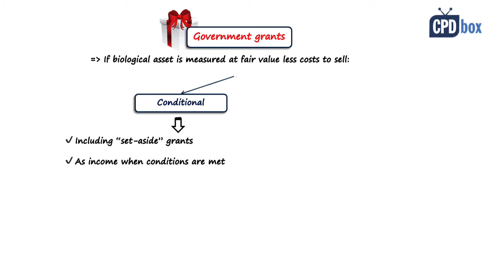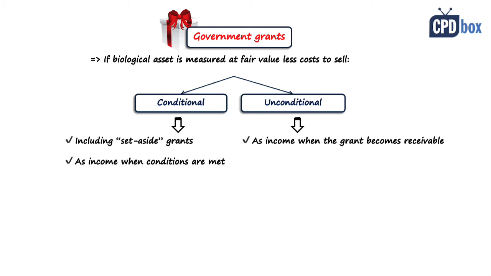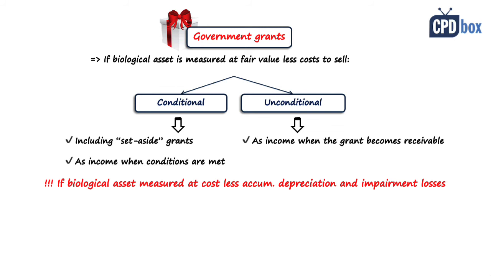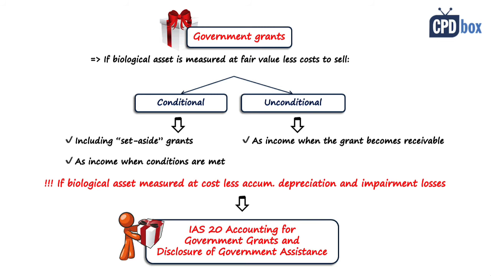The second type is unconditional grant, that is with no strings attached, and here you recognize such a grant as an income when the grant becomes receivable. So this is the treatment of grants when they relate to biological assets at fair value less cost to sell. But if you measure biological assets at cost less accumulated depreciation and impairment losses, and this is an exception when the fair value is not available, then you need to apply IAS 20, accounting for government grants and disclosure of government assistance. So that's it for the short summary of the main rules in IAS 41 agriculture.